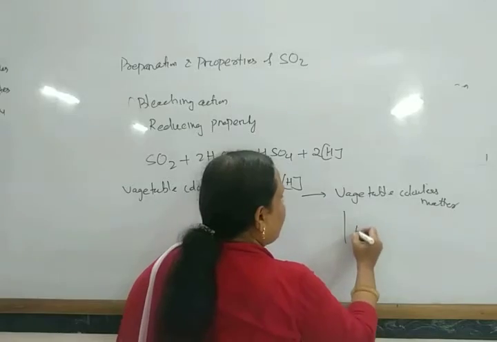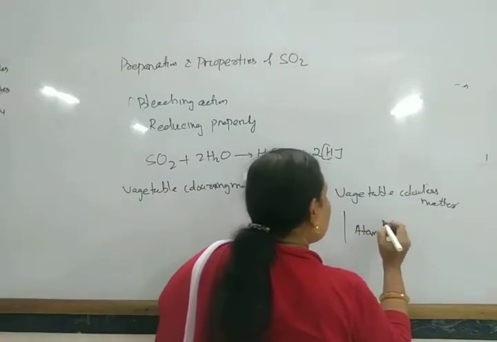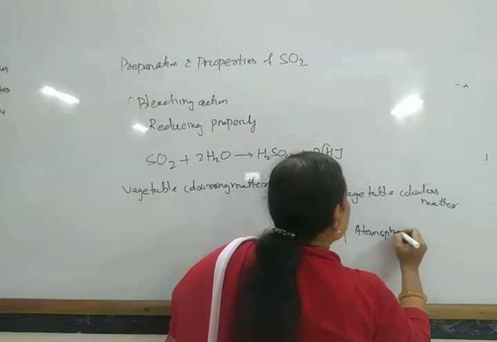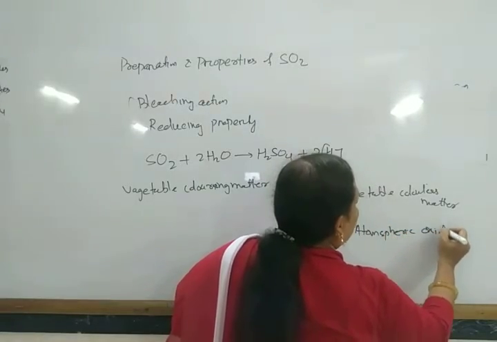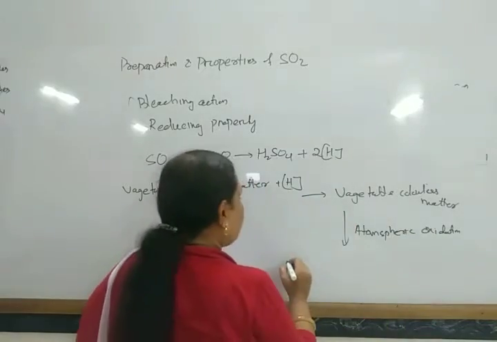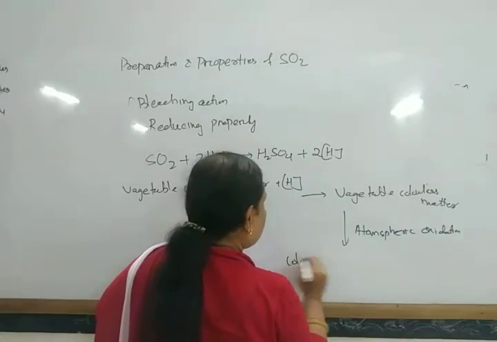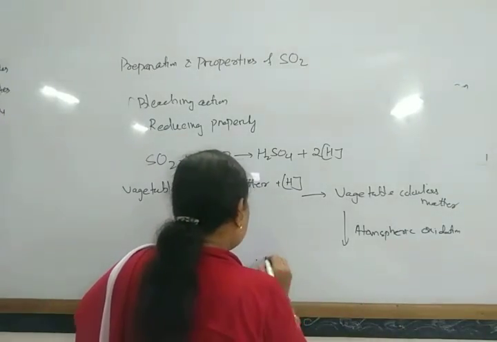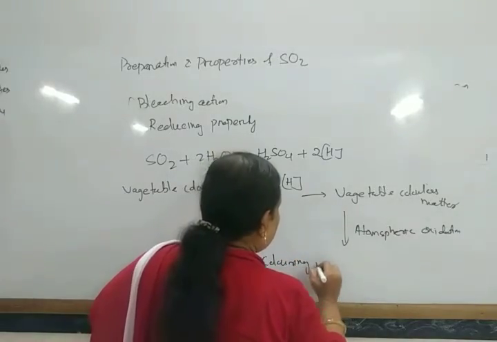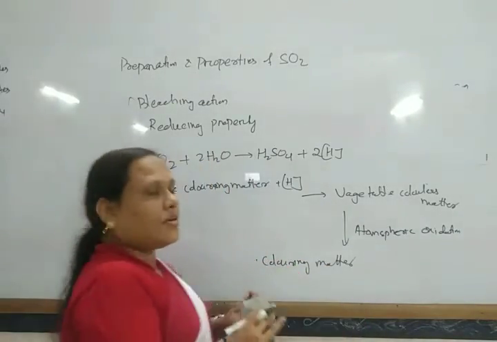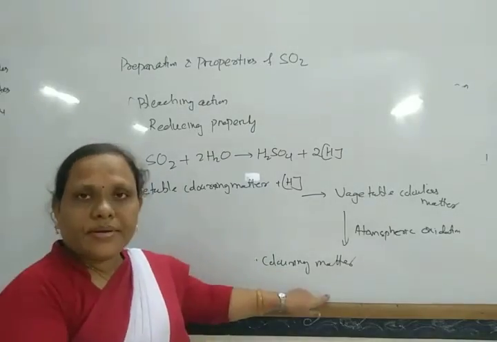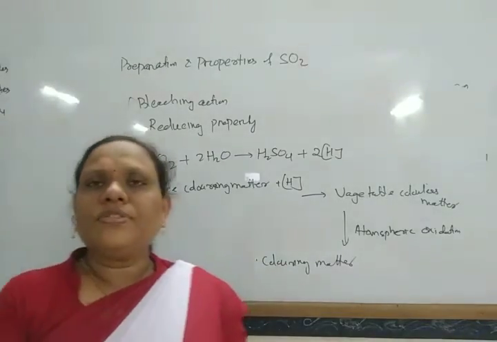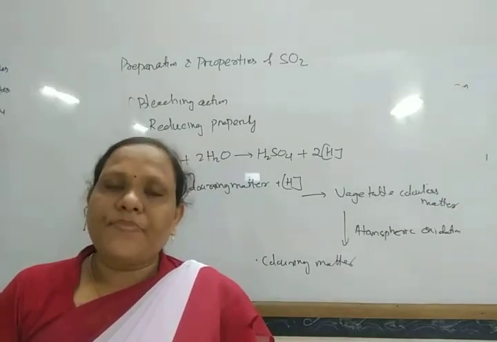And again, on exposure to atmospheric oxidation, it is converted back into the coloring matter and regains its color. So the bleaching action of sulfur dioxide is temporary. Next, we come to the preparation and properties of sulfuric acid.